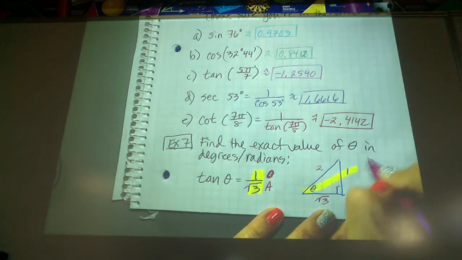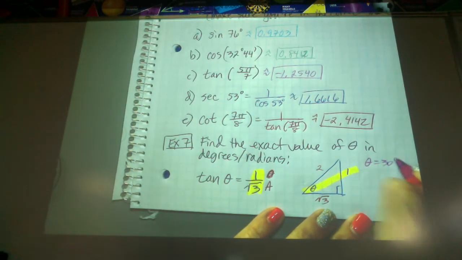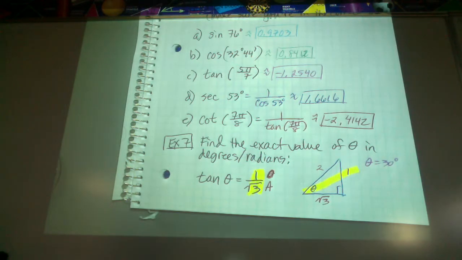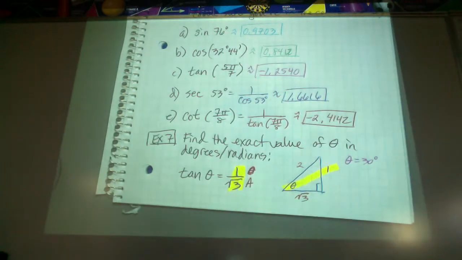I'm sorry, I said that totally backwards. Theta is 30 degrees. Isn't it the smaller one? 1 is the smallest number out of all of those 3. So that means that theta must be the smallest angle. So if theta is across from 1, you have a 30 degree angle. If theta is across from rad 3, then you have a 60 degree angle.